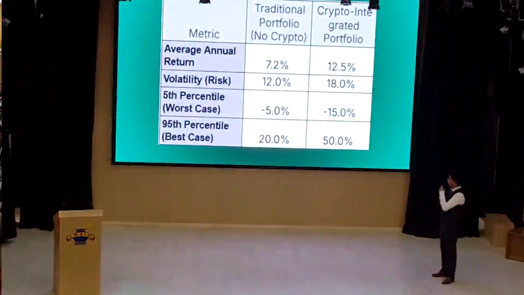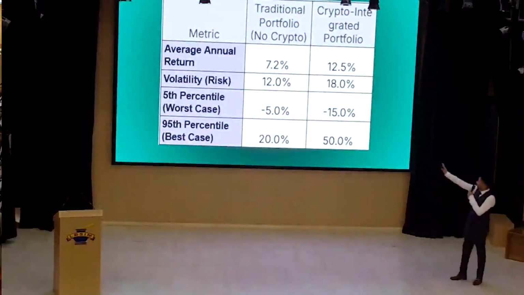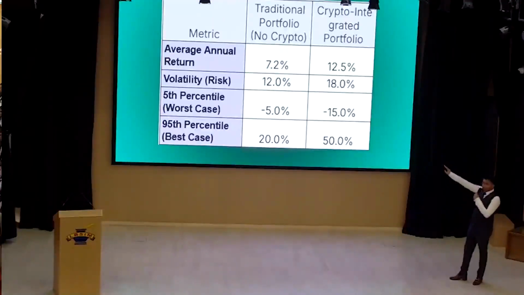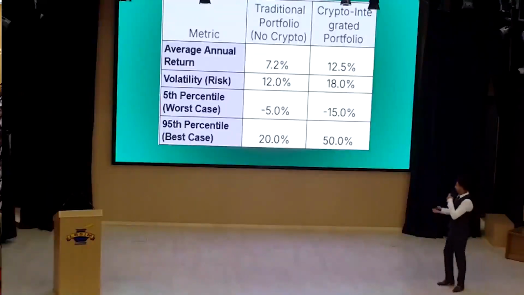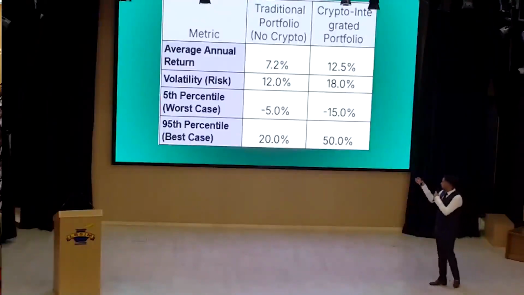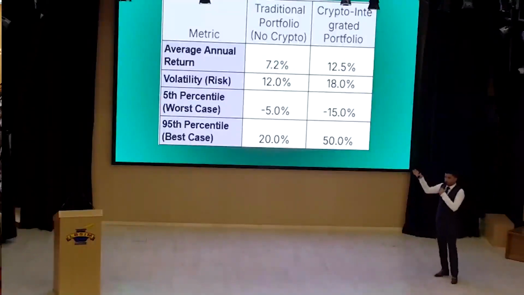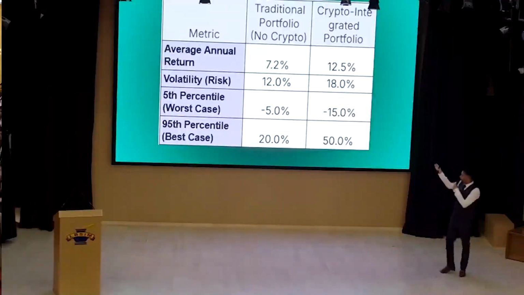So here, as you can see, when you talk about the traditional portfolio with a low correlation, the average annual return is 7.2% as compared to the annual return of 12.5% for a portfolio with digital assets. On the other hand, the volatility is still lower in the traditional assets as compared to the crypto one, which is 18%. So in this case, we'll be considering two scenarios.